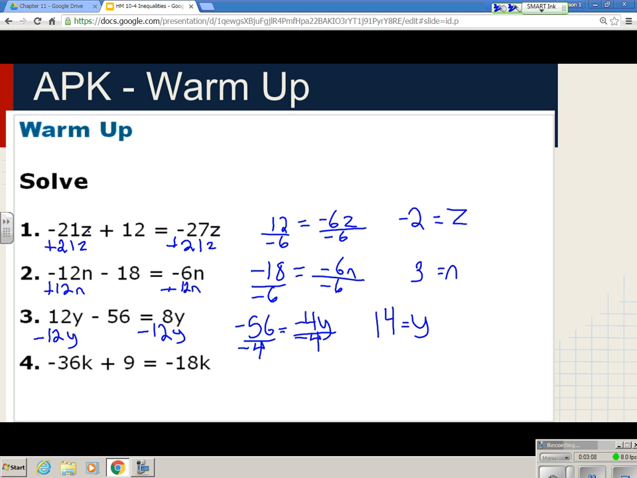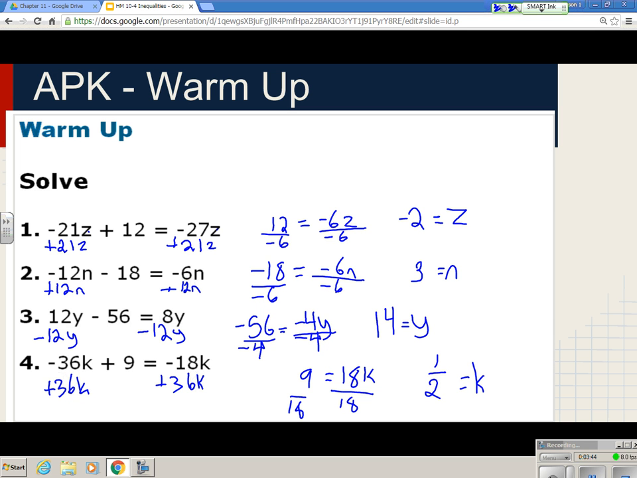All right, one more. We've got to bring the negative 36k to the other side, so that means we have to add 36k to both sides, and now we have a larger positive than a negative, so we're left with a positive 18k, because 36 minus 18 gives you 18k, and we still have the 9 on the other side. So now we have to divide both sides by 18, and now you're left with k equaling, well, it's going to be a fraction, because the numerator is smaller than the denominator. What can you divide 9 and 18 by? You can divide them both by 9, and that gives you 1/2.